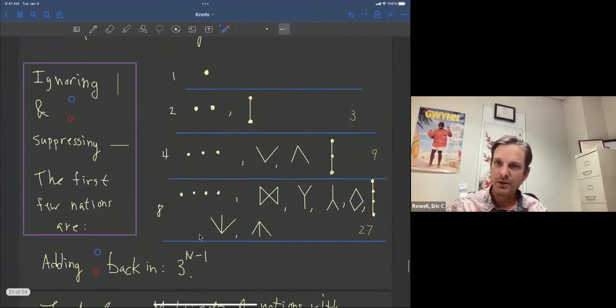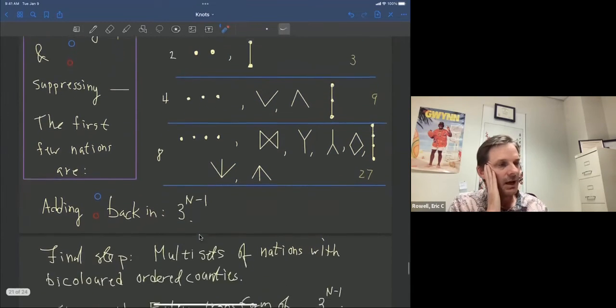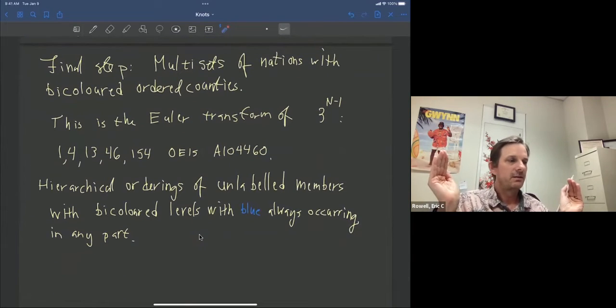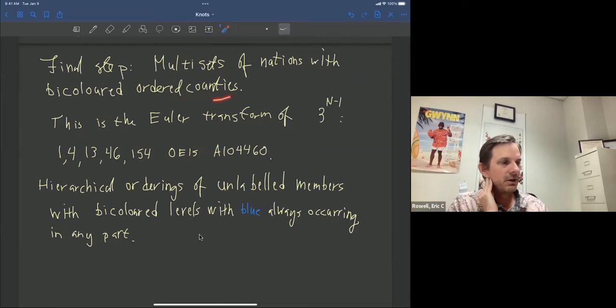And then having done that, you start to throw back in the possible colorings, where we don't distinguish between a coloring that's, say, red or blue for this one, because it's just a parameter choice. If you throw those back in, you get 3 to the n-1 possible nation forms. And now we realize the final step to count is that all we have are multi-sets of nations, and the nation should have bicolored ordered counties, if you like. So exactly these things, but now multi-sets. And there's a combinatorial device that's meant to count these kinds of things. It's called the Euler transform.